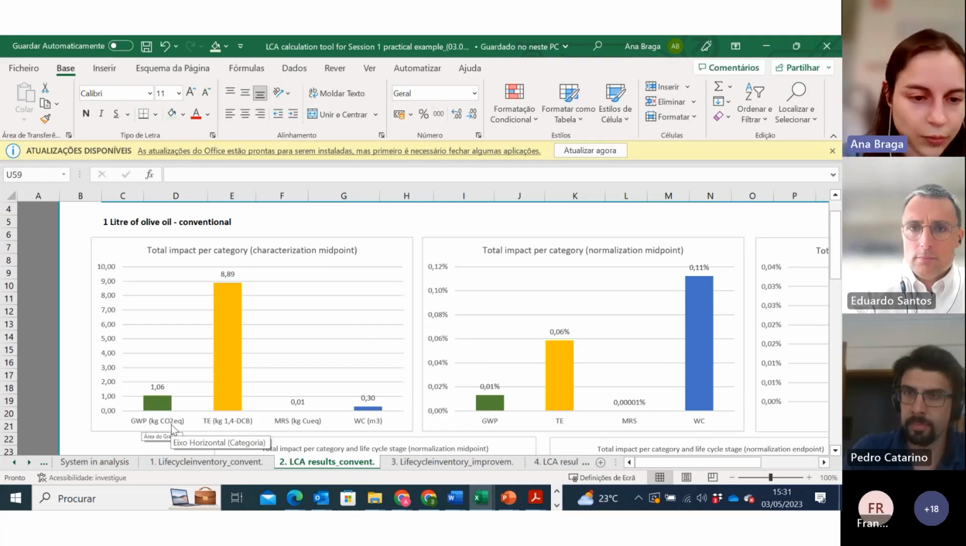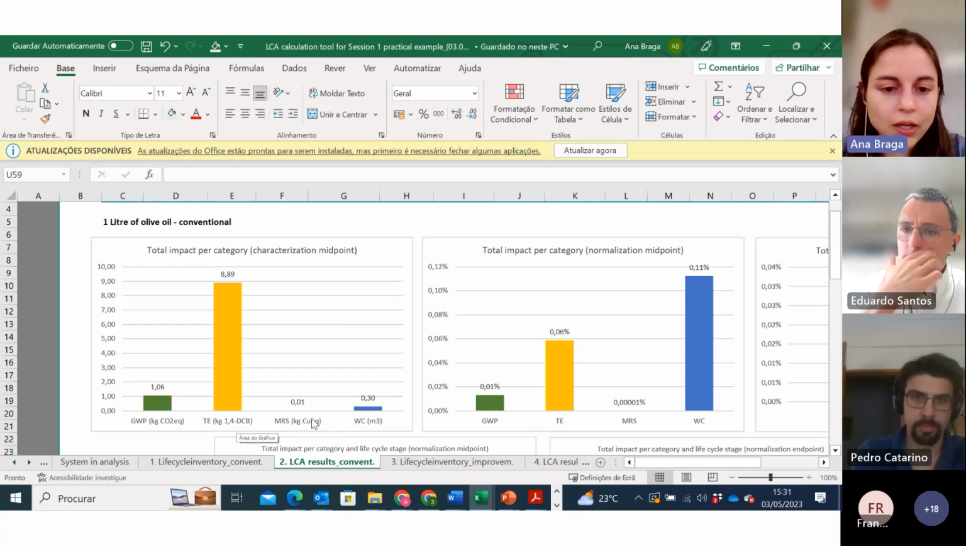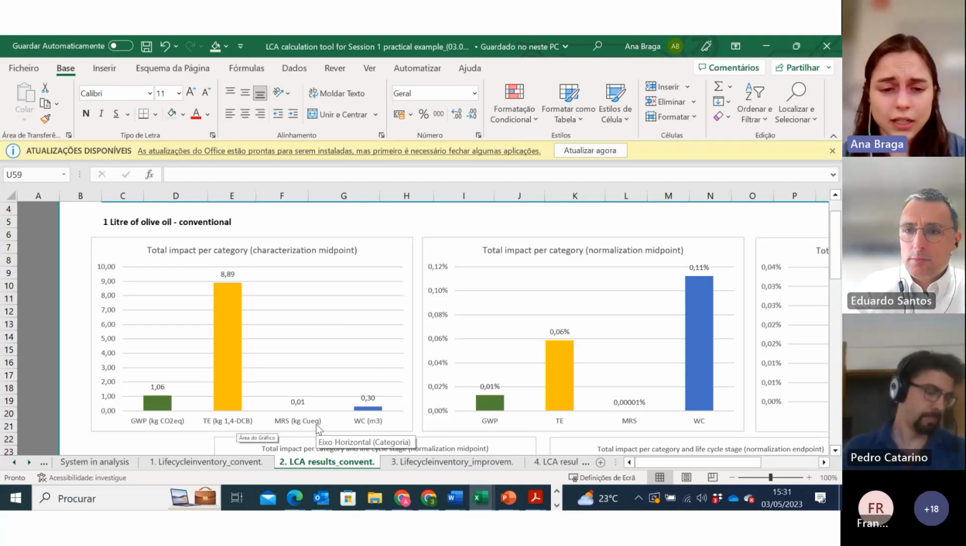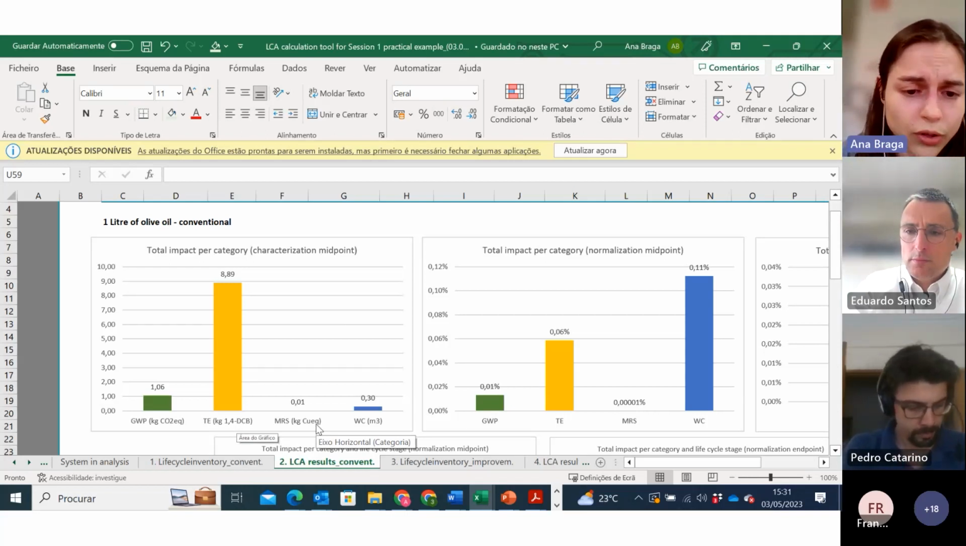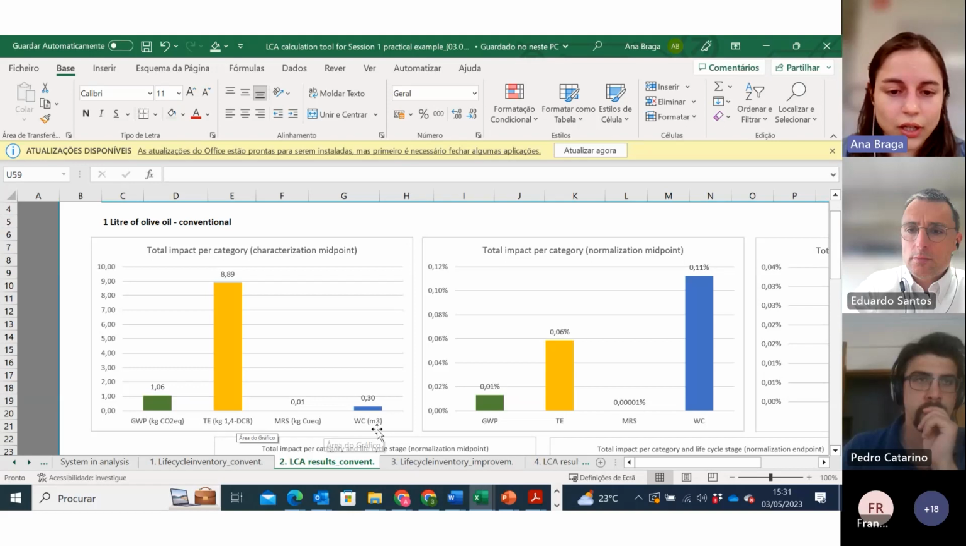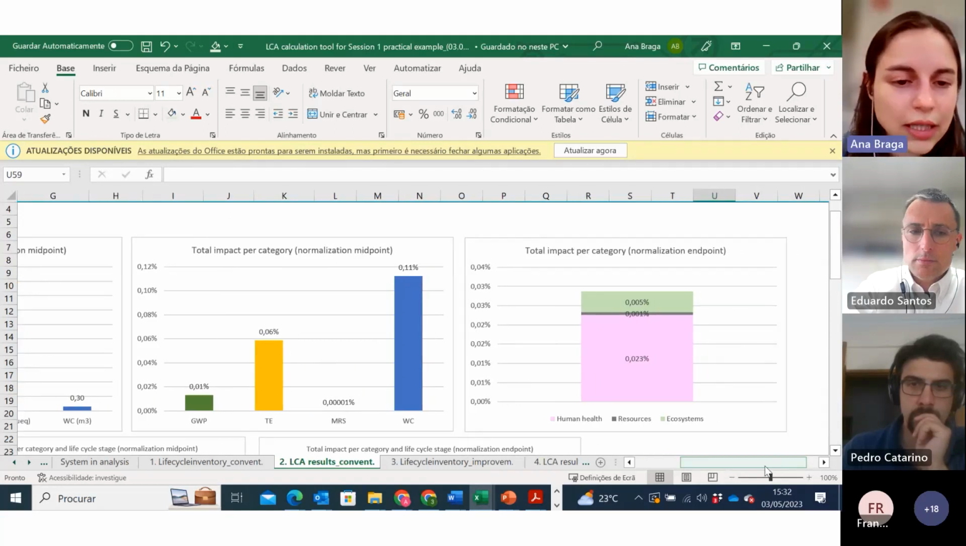So all the inputs have some weight in the CO2. The equivalence is the dichlorobenzene, a measure of ecotoxicity, because it's a product used in pesticides. And we have the Q per equivalent also, because the mineral resource scarcity is measured in this way, so what Q per equivalent has to be used to process the olive oil. Water consumption was more simple, as cubic meter. So then we have the normalization results.